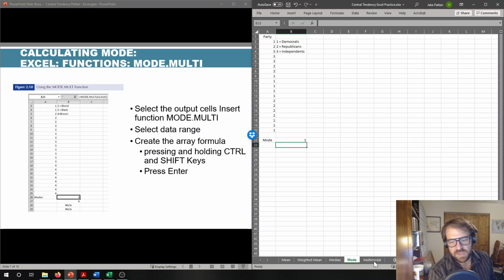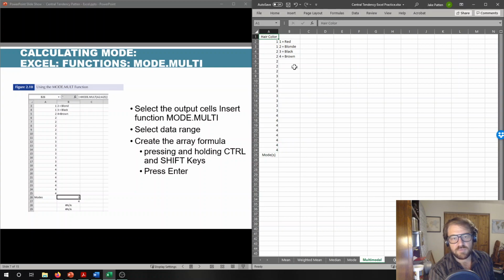Okay, what if we have a multimodal distribution? Here we're looking at hair color, presumably of that same town hall meeting. I don't know, seems interesting. I don't know why anyone would know this, but they did. Number 1 corresponds to red hair. Number 2 corresponds to blonde hair. 3 to black, and 4 to brown. This is possibly a multimodal distribution.